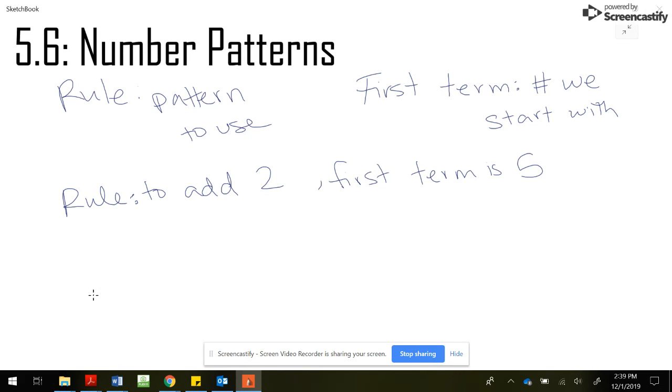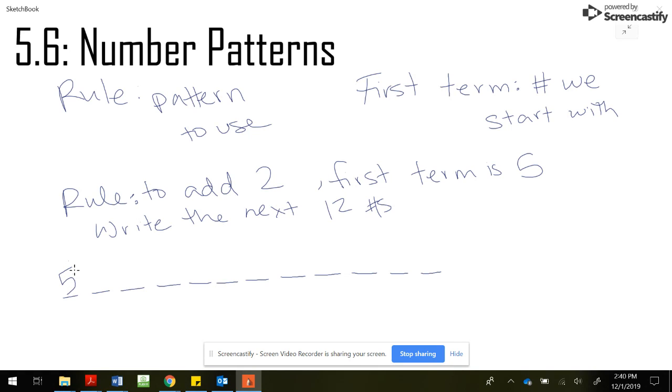So it might be even helpful if it tells you exactly how many to write out to draw those lines. So let's say that it says to write the next 12 numbers in the pattern. So I'm going to do 1, 2, 3, 4, 5, 6, 7, 8, 9, 10, 11, 12. Now my first term is 5. So I can make 5 my first term.